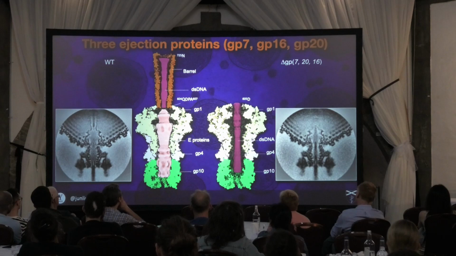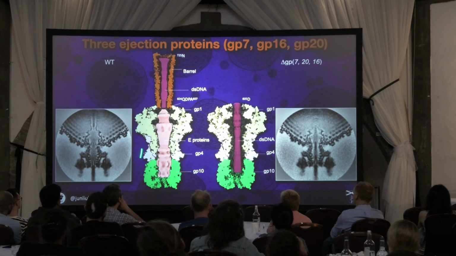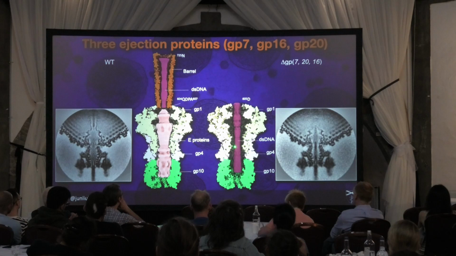If you compare wild type and the mutant, you can see a striking difference. The most difference is inside the tail region, in the lumen. In this case, the three ejection proteins are packed inside here. But the structure is in disorder in our case, and without these three ejection proteins, the DNA is in the way.